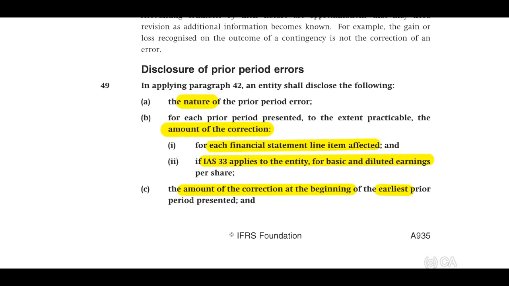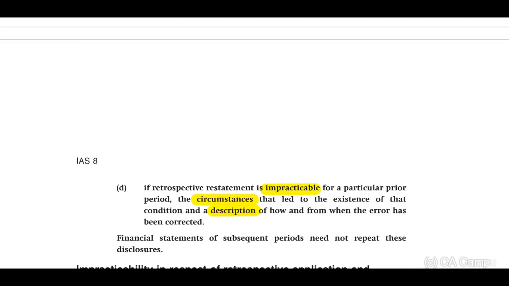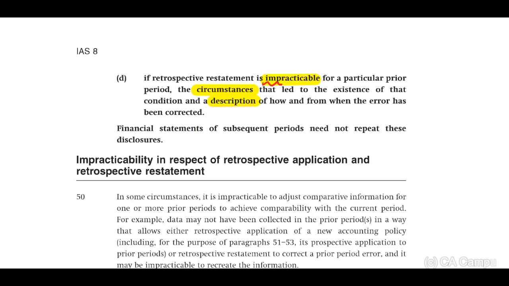Then you can look at your disclosure. We need to disclose the nature, what happened, where, how. For each prior period presented, to the extent practical, the amount of the correction for each financial statement line item. Therefore, for your profit and loss and for your statement of financial position, the amount of the correction at the beginning of the earliest prior period presented, this will be a statement of financial position amount. And then D, if it is impracticable, you need to explain why.